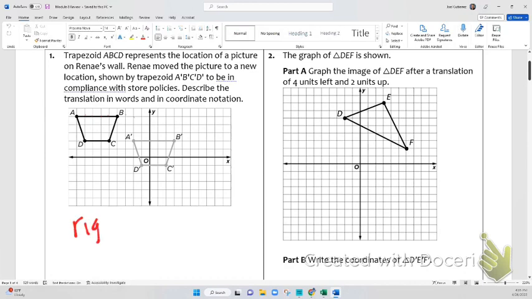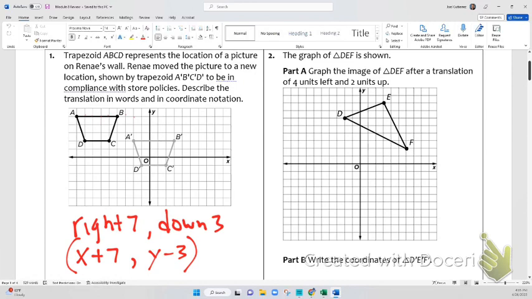So we say right 7, and then after we go 7 spots to the right, we go down 1, 2, 3, so we put down 3 here. When we write this, this is going to be our x value. Because we're going to the right, that's a positive 7. Because we're going down, the y value is y minus 3. Make sure that you put both of your answers in here.